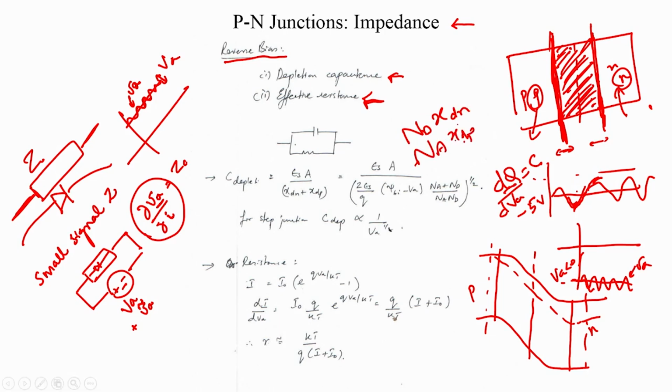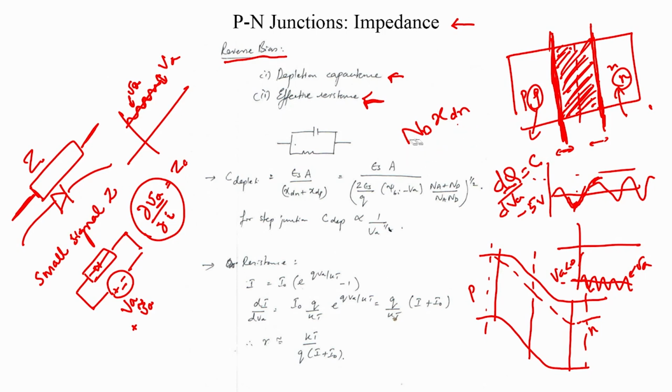Since xdn and xdp are changing with respect to the bias, you have your dxdn by dVA plus dxdp by dVA giving you this capacitive component. Now that is one method to calculate the capacitance.